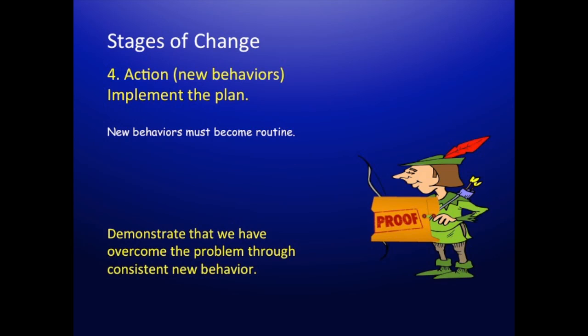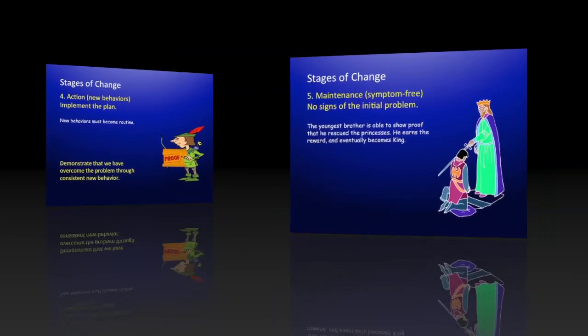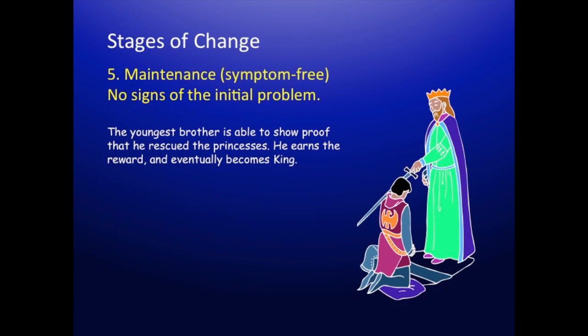And eventually, by that becoming a routine and being able to do that consistently, we move into the maintenance stage, the last stage of the stages of change, which represents consistent, symptom-free behavior. There's no signs of the initial problem. So the goal for anybody who's beginning the process of attempting to recover from an addiction is to get to this maintenance stage. We need to get to the point of consistent symptom-free behavior.